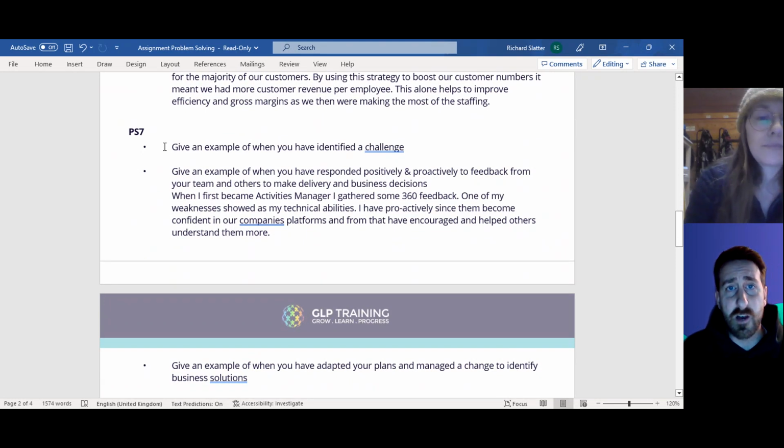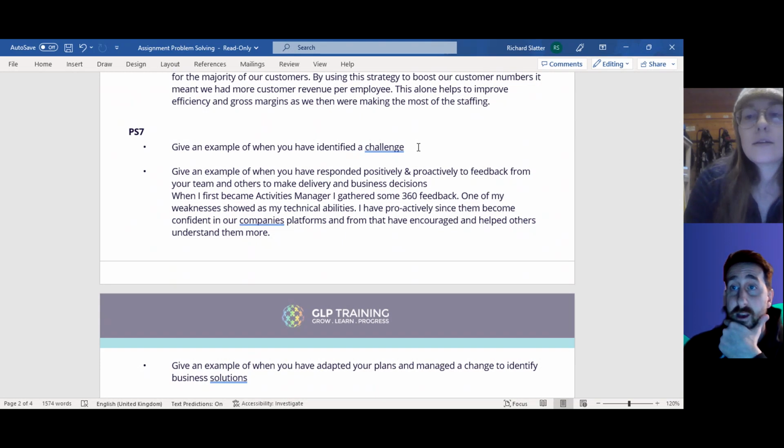Okay, and this is give an example of when you've identified a challenge. Now, for that, you could use the examples in PS5, PS6, or you could use the example back in PS1 as well. So you can use the same example because you expand on those in your answers within those to say how you've identified a challenge and what you've done about it. So you can almost copy and paste your answer from that.